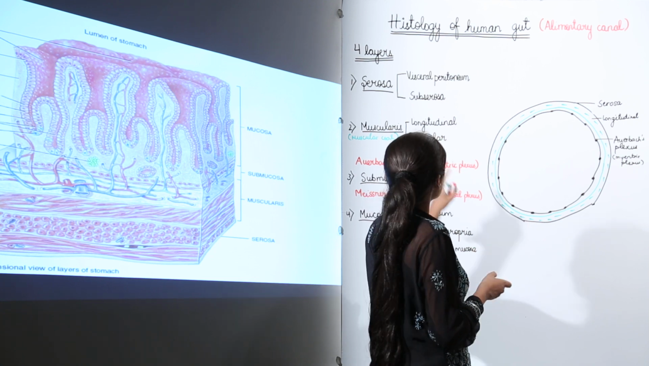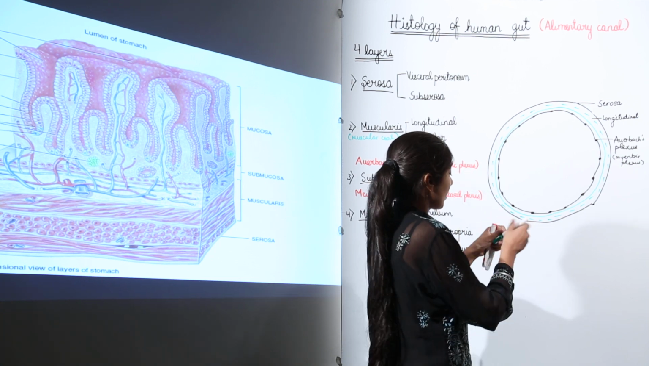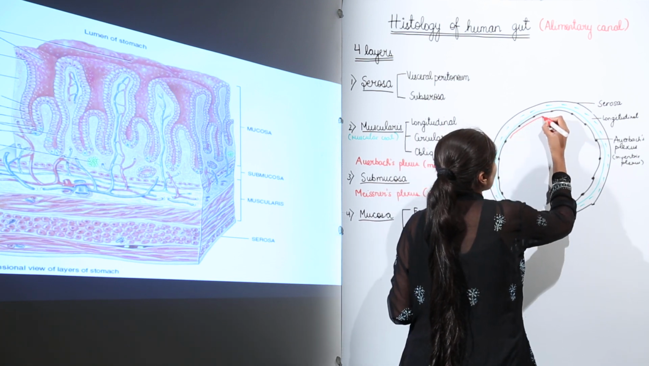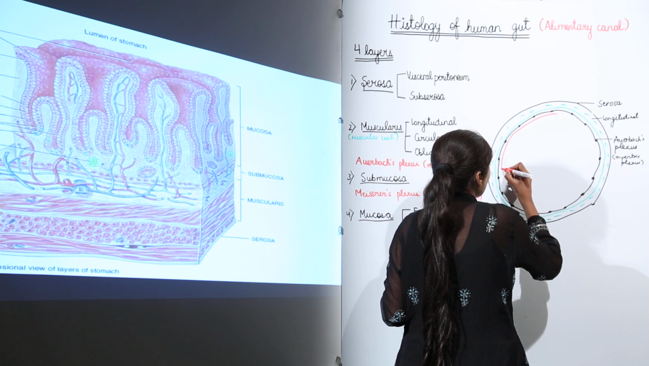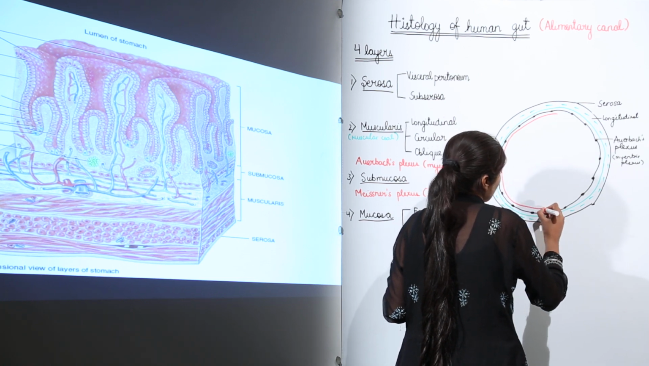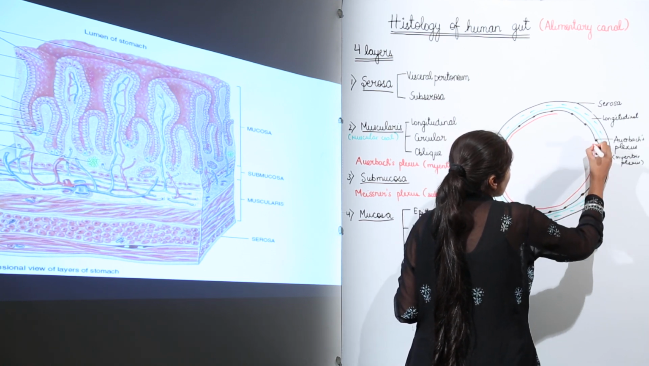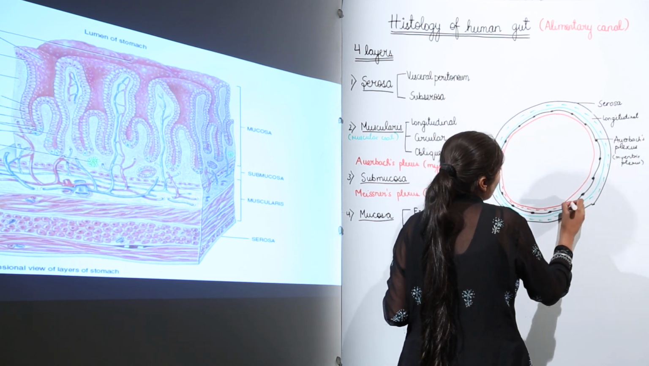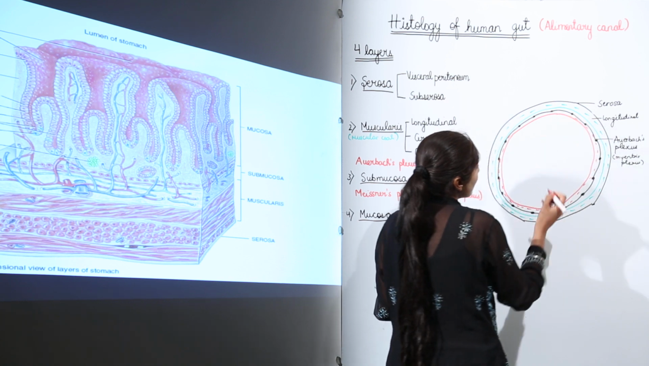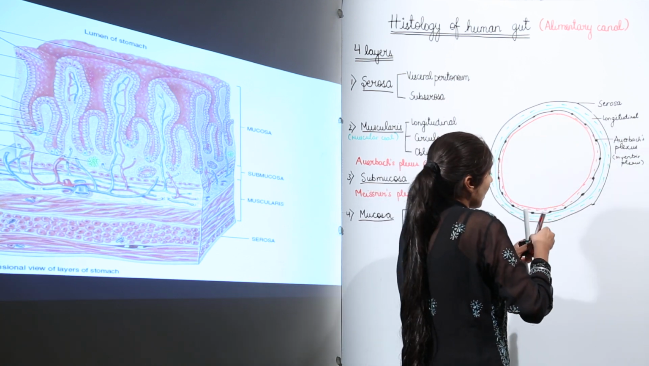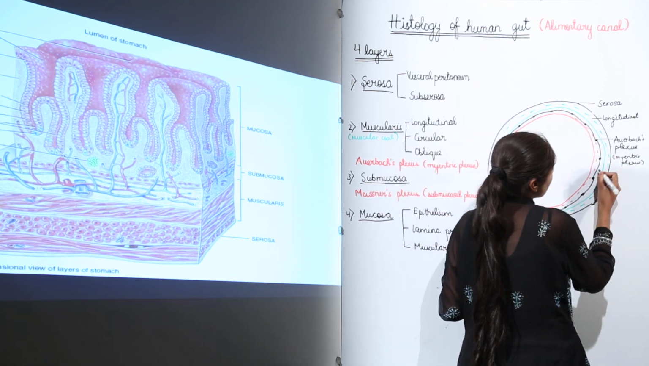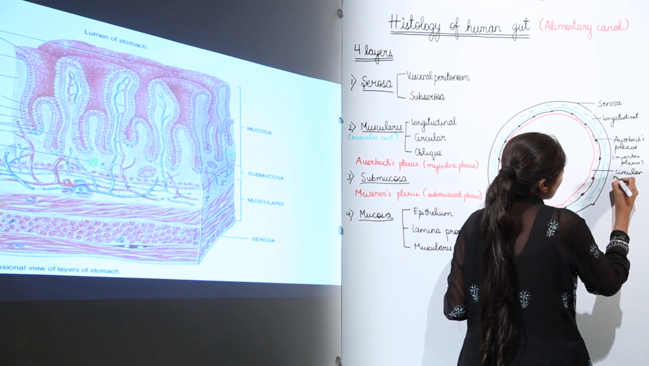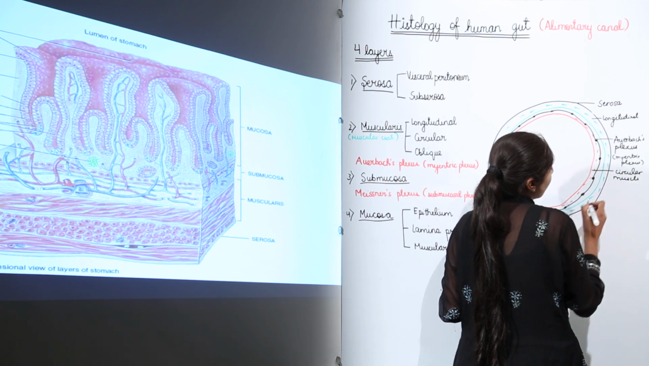Next to this, we have a layer of cells, that is the circular muscle layer. So here we will be having a layer of circular muscle. I can just label this here. This is the circular muscle layer, right?